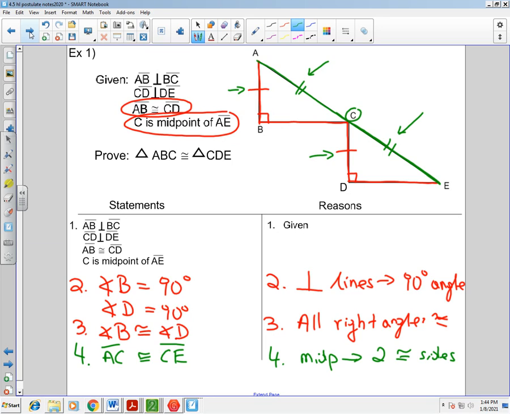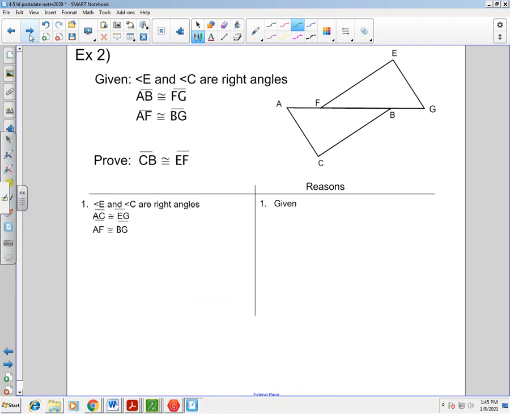So your last step would be step 5. Triangle ABC is congruent to triangle CDE, and what's the reason? HL. So this is our first proof with HL. Okay, next proof.